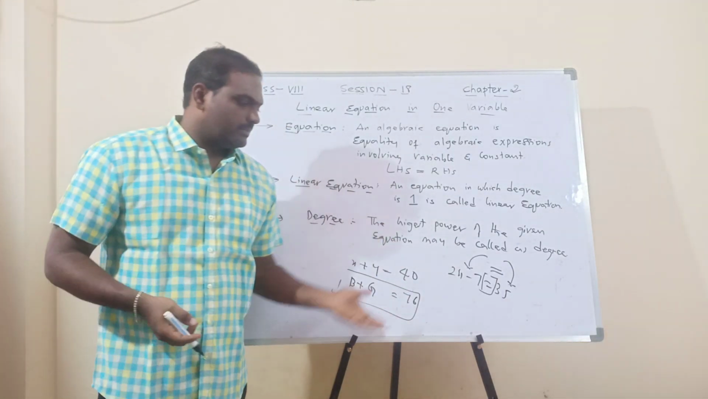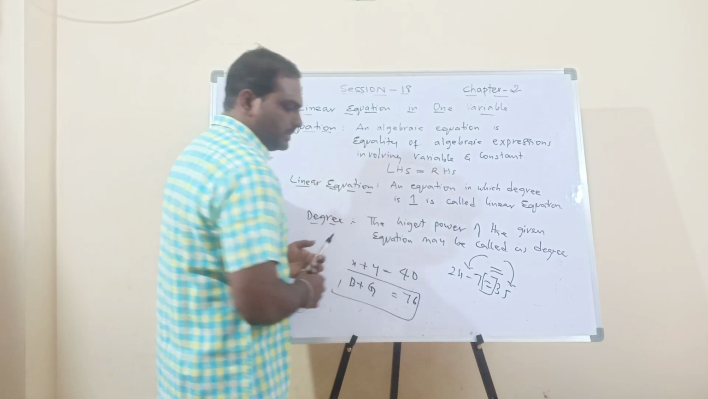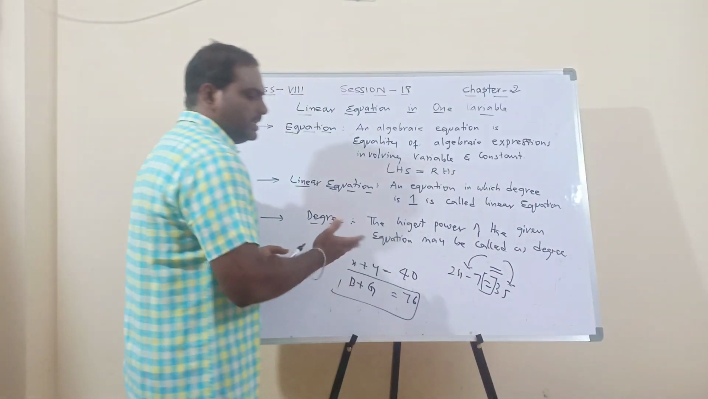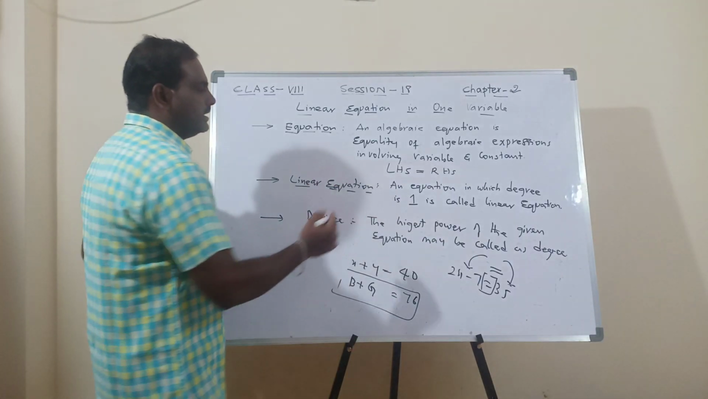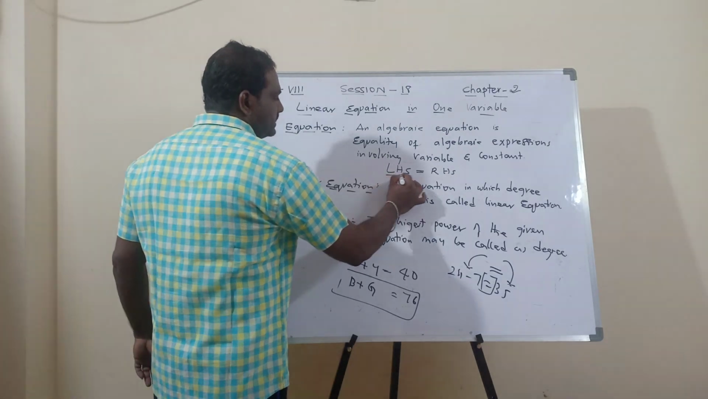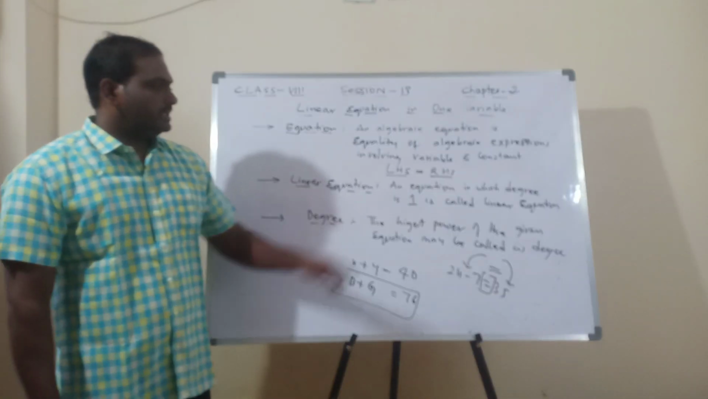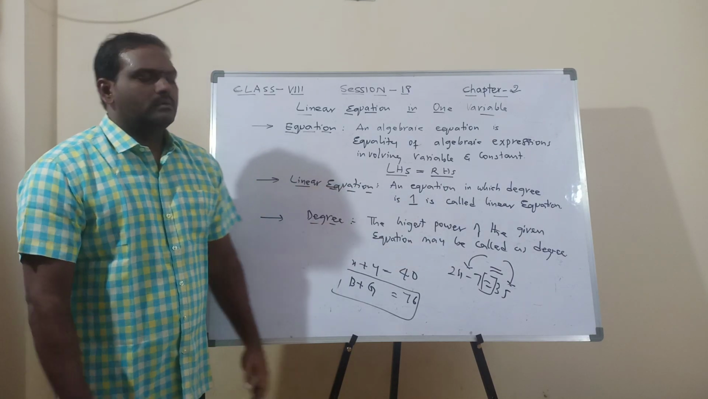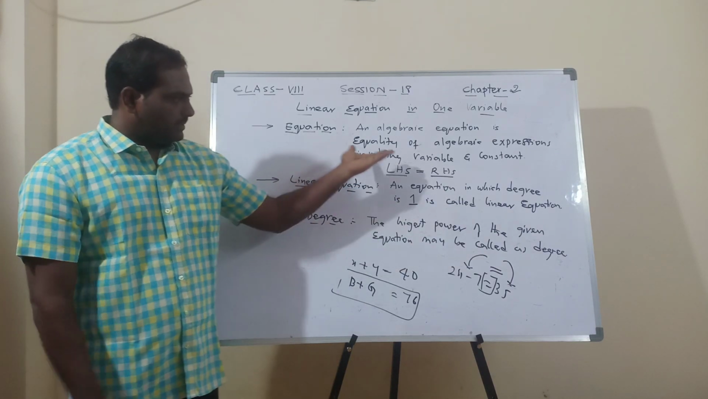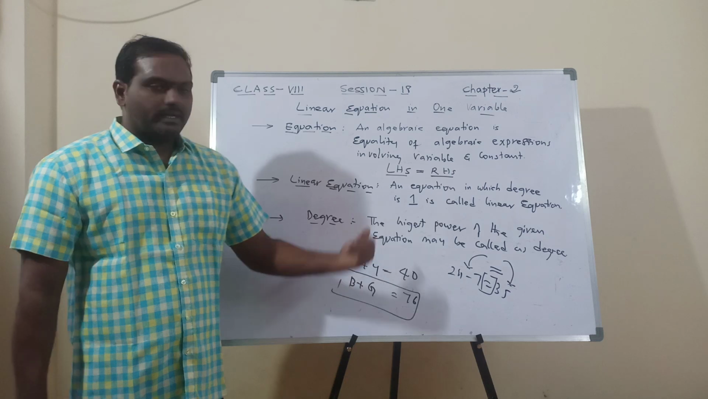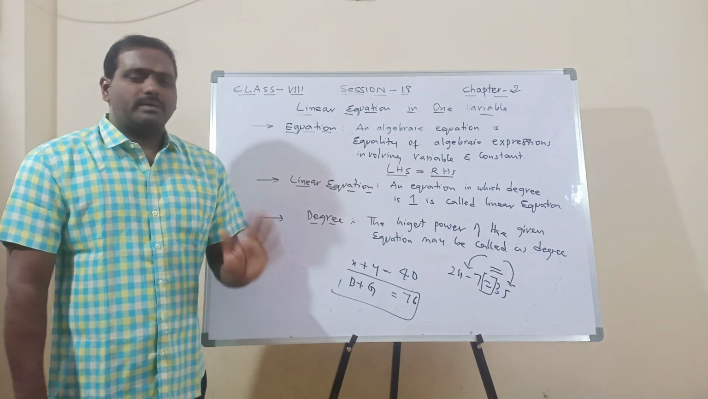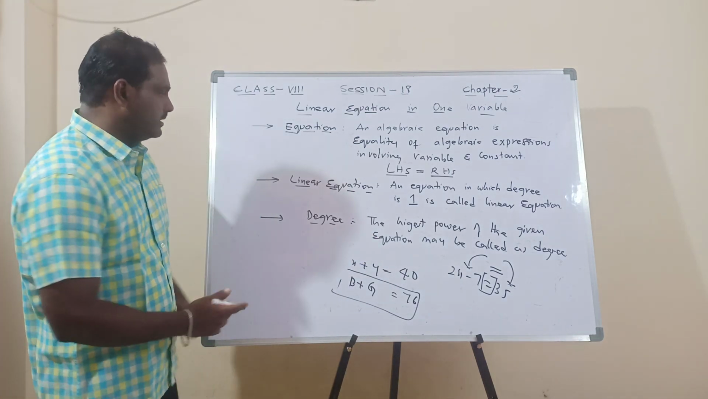I have given some examples, and in the textbook also, on page number 35, he has given some values. The basic point you have to understand is that the left hand side is equal to the right hand side. Whatever the values, the variable may be a, b, c, x, y, z, l, m, n, whatever it may be; we can take any variable, right?